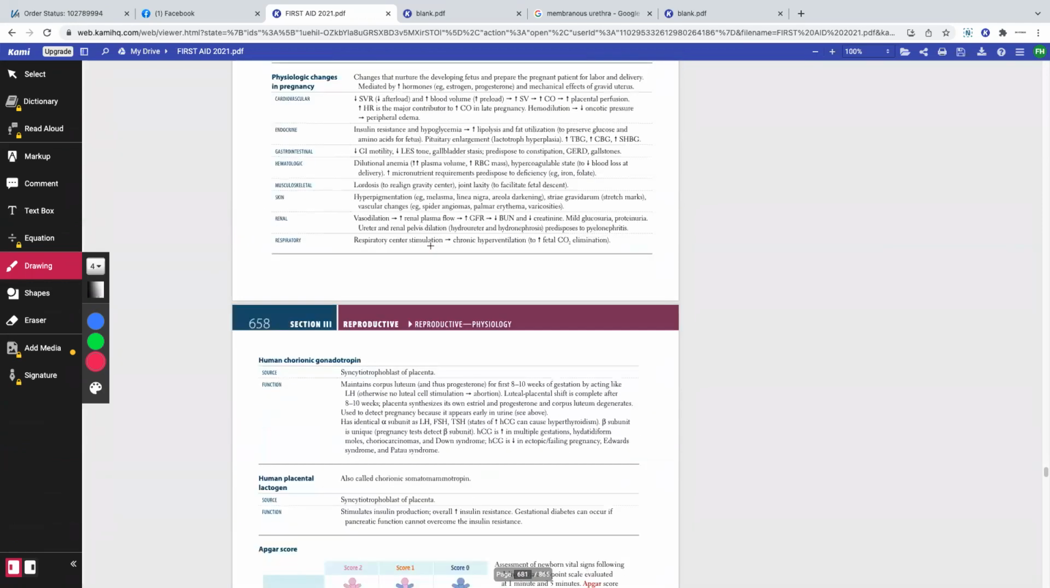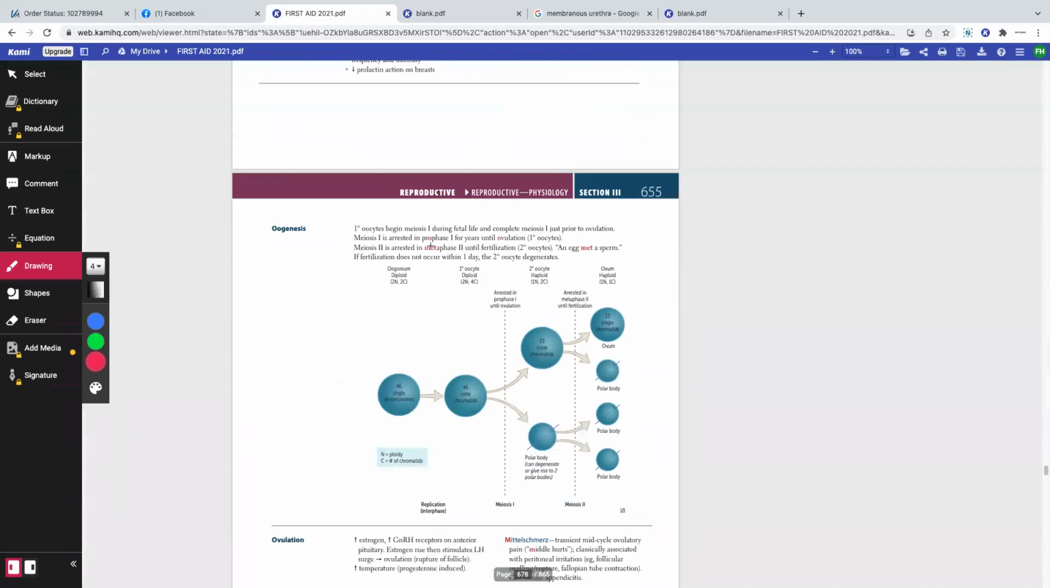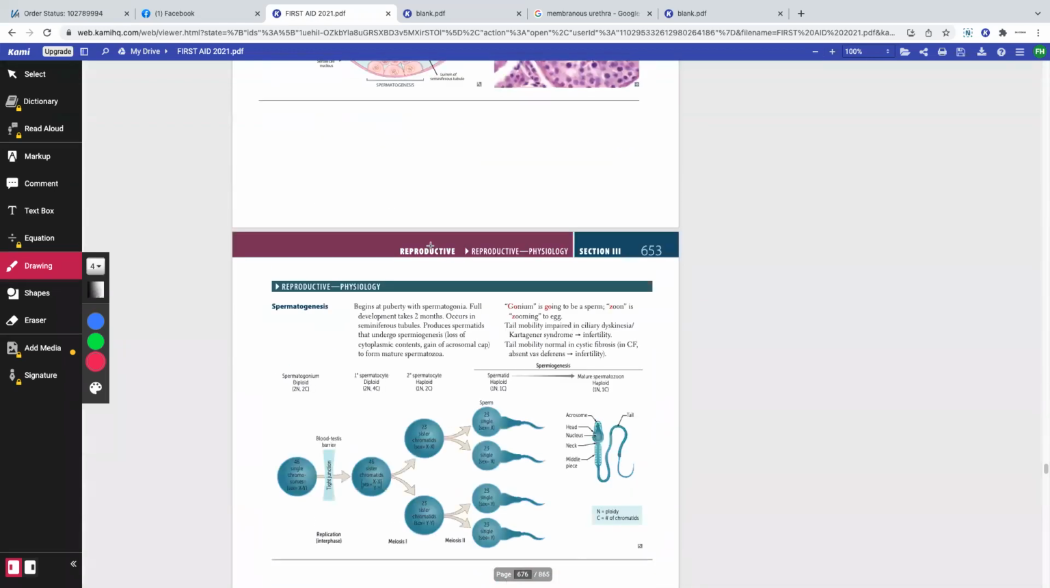Leydig cells. Which cell forms the blood testis barrier? Sertoli cells. Very good. Which cell is more temperature sensitive? Sertoli cells. Very good. Which one regulates spermatogenesis? Sertoli cells or Leydig cells? Sertoli cells. Okay.